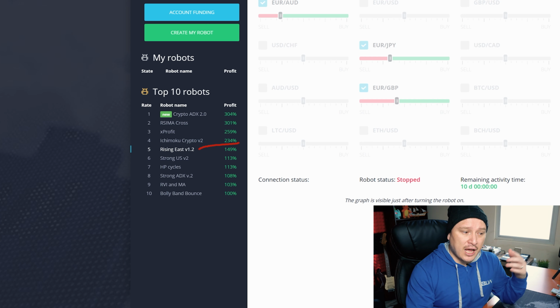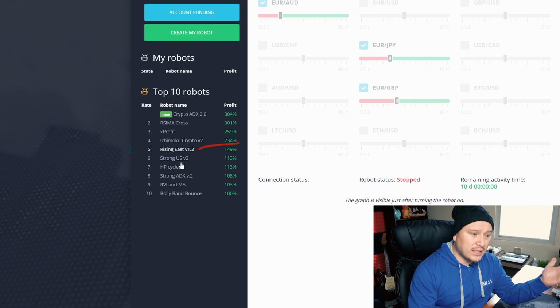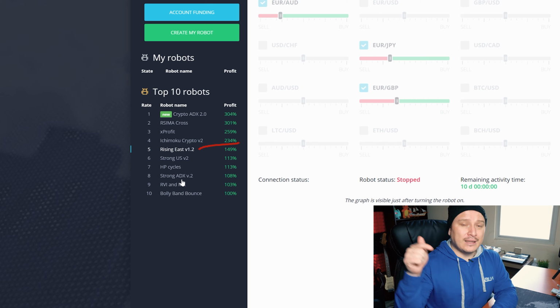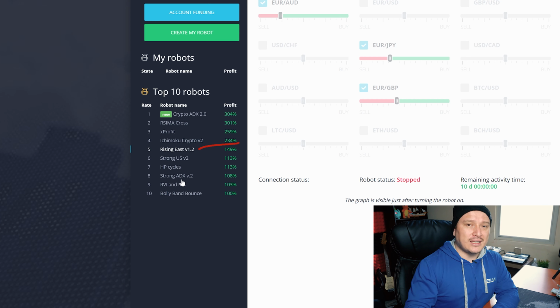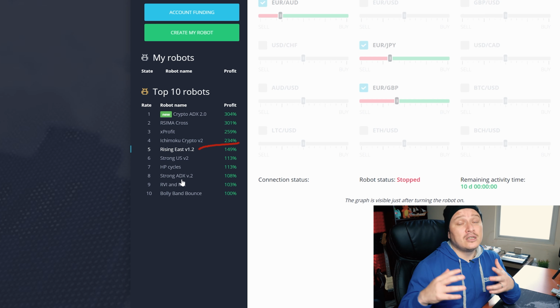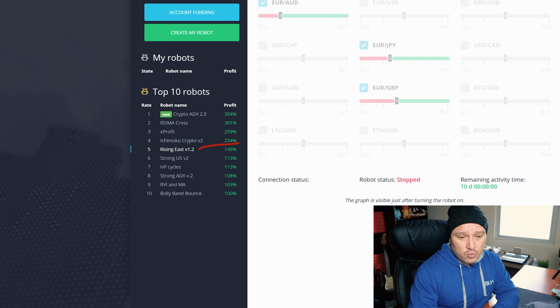That's the best one. I have used in the past Strong US and HP Cycle. I've used all of them and I didn't have good results, so I decided to just focus on one. And just a background story with Rising East, I was able to take $250 to $10,000 in about 3 months just by using this specific robot in the past. So definitely it's worth it.